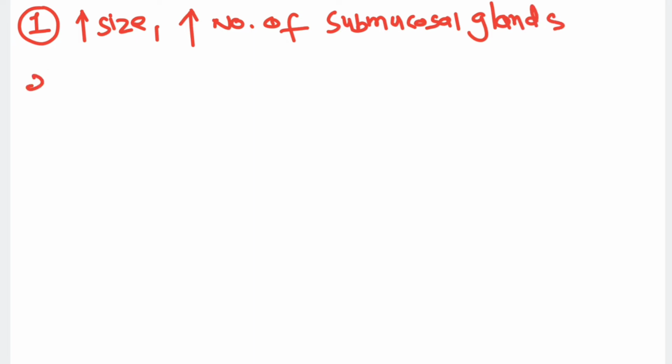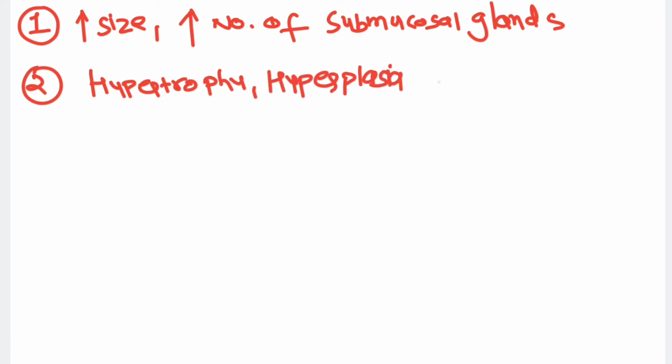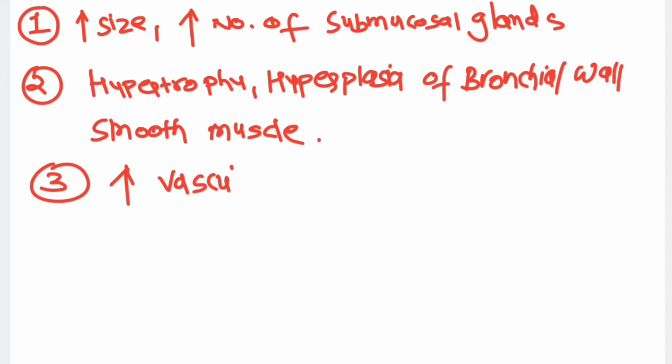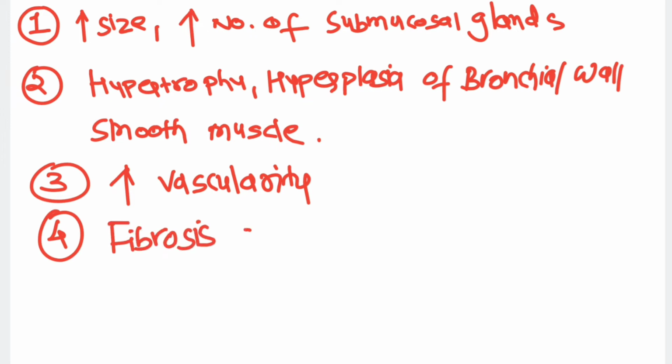So let's see the 4 features one by one. The first main feature of airway remodeling: increase in the size and number of submucosal glands. Second, there will be hypertrophy and hyperplasia of bronchial wall smooth muscle, hypertrophy meaning increased size and hyperplasia meaning increased number, and that's why there is bronchoconstriction. The third important feature is increased vascular permeability, so there will be increased vascularity as well. Fourth, as it is inflammation, there will ultimately be fibrosis and thickening of the basement membrane.